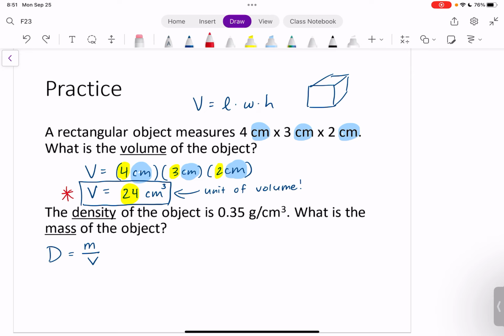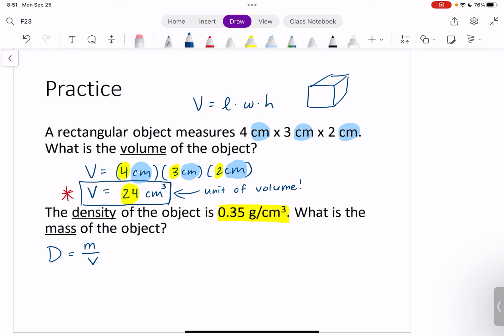That kind of looks like a V, but we'll know the volume. We know the density, right? That's given to us right here. So we can plug that in as well. And then we can solve for m, which is our unknown. So let's go ahead and solve for m now, and that way we can just plug in our numbers and go.